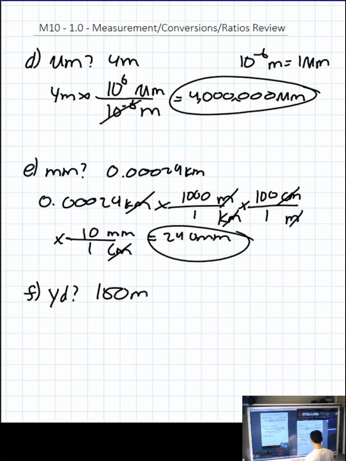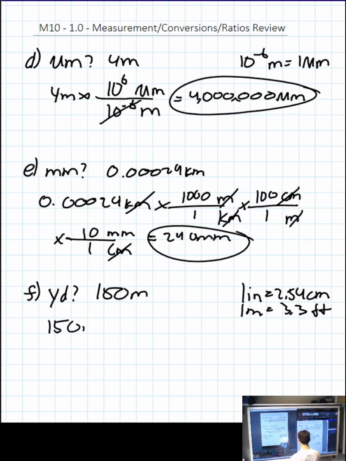So, let's start off with saying that 1 inch is equal to 2.54 centimeters. 1 meter is 3.3 feet. So these are just some of the units that we're going to use. Let's start off with 150 meters on the left there, and times over.